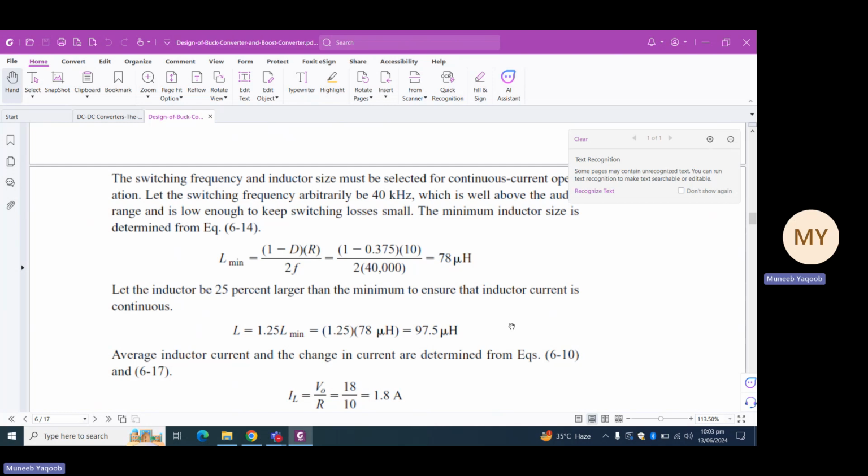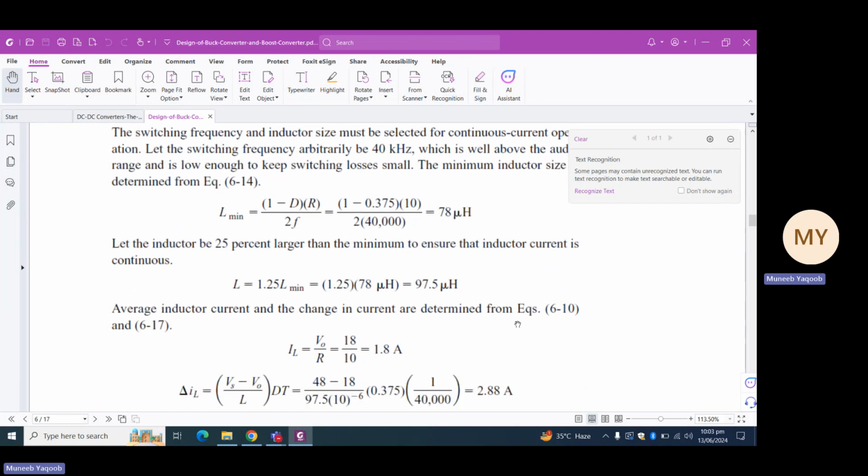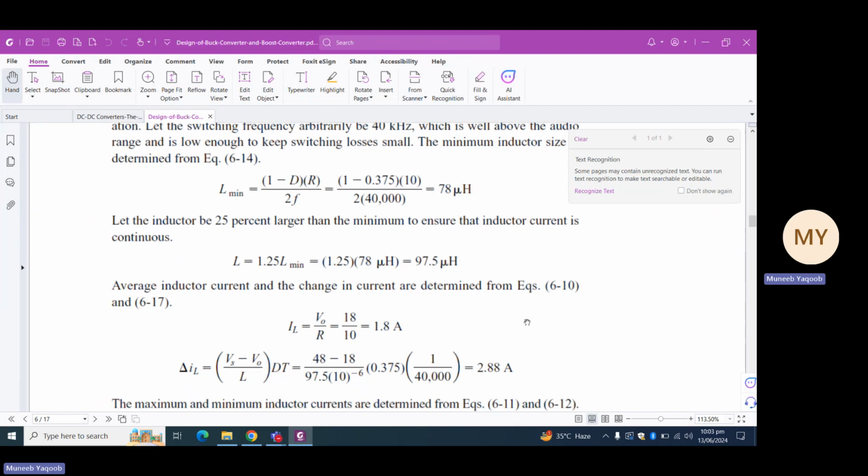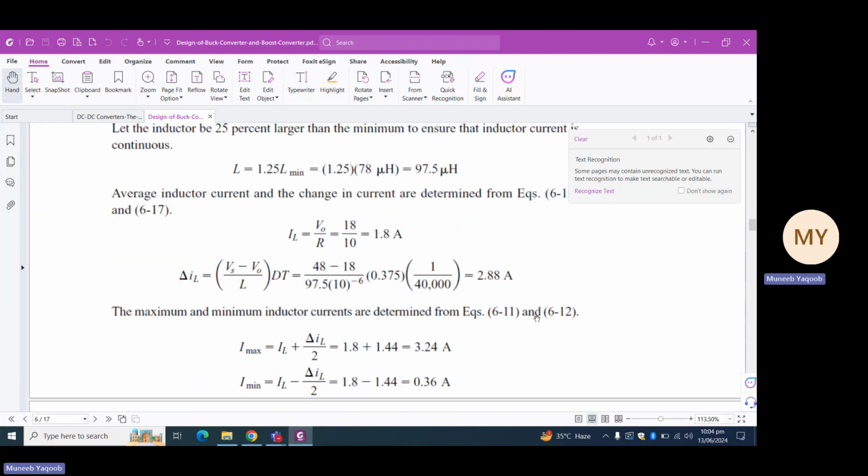Since we know that the load resistance is 10 ohm and the output voltage is 18 volts, the load current is 1.8 ampere. Now for delta IL, we know that it is (Vs minus V out) upon L times dt. We calculated D in the first part of this question, and every other thing is known. So we calculated delta IL as 2.88 ampere.